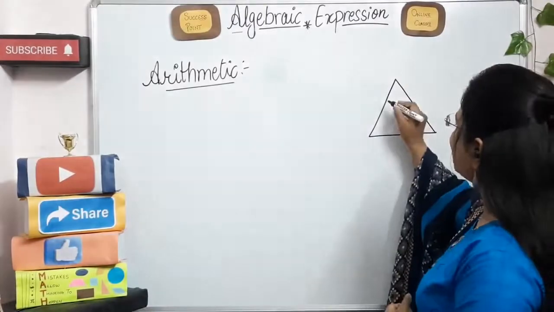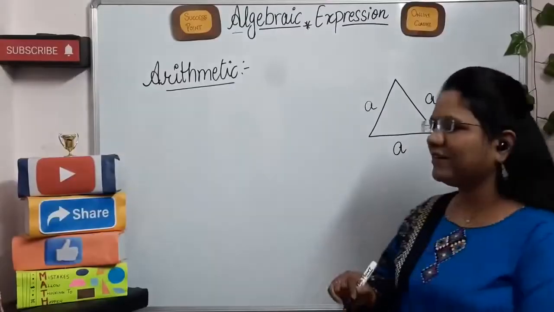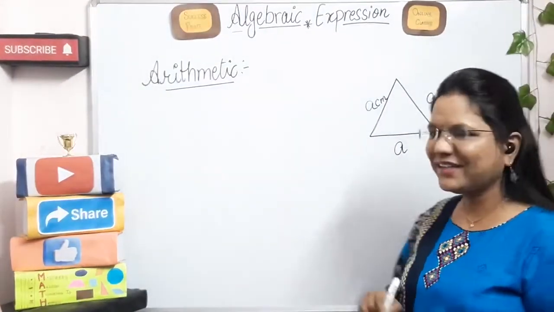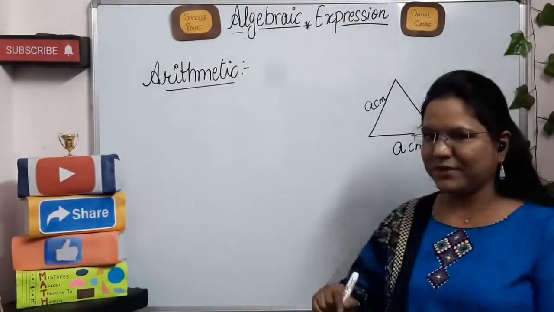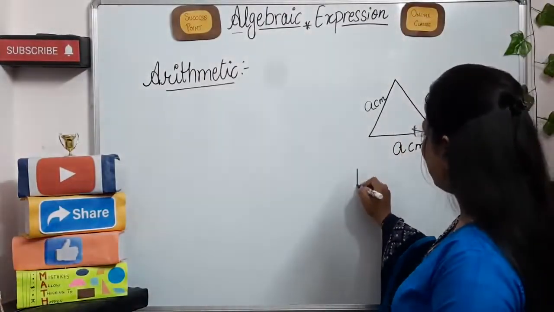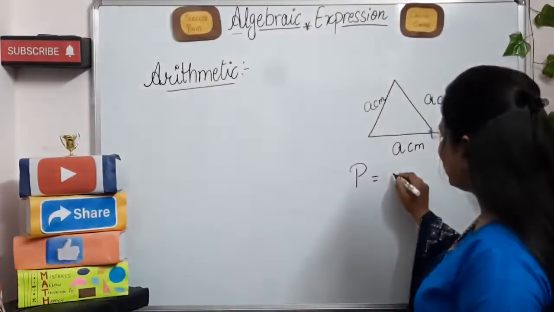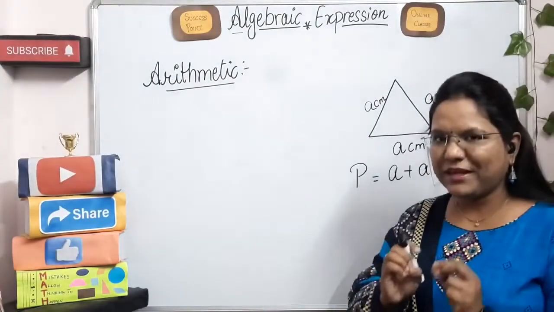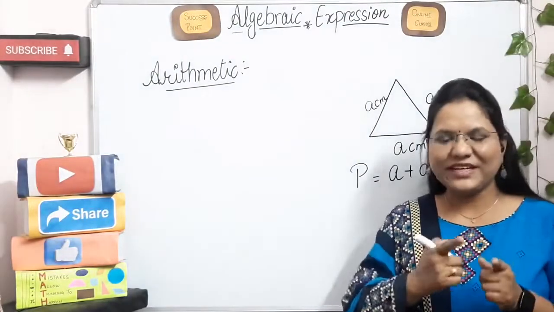Okay, now guys. So let's assume here, as it is an equilateral triangle, all sides will be equal. But guys, we should not skip the unit. So let's write A centimeter, A centimeter and A centimeter. Now how to find the perimeter? Yes guys. What is the formula of perimeter of an equilateral triangle? Sum of all the sides. Very good. But if you don't know any formula, you can simply write sum of all the sides.